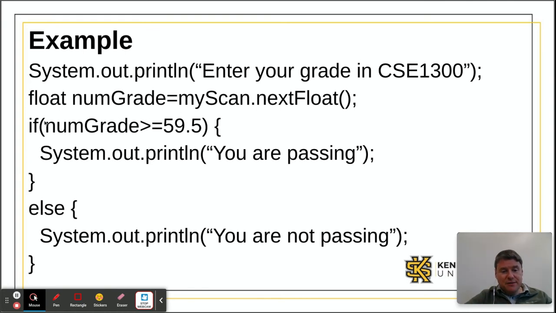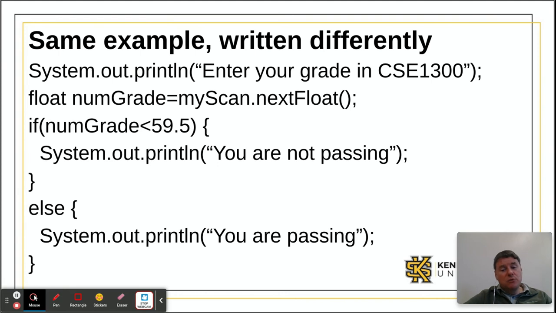In the first example, we're thinking about it positively. If the grade is greater than or equal to 59.5, you're passing. In the second one, we're thinking about it negatively. We're saying if the grade is less than 59.5, you are not passing. And please note this is less than, not less than or equal to, because 59.5 is a passing grade that would round up. So you can do this either way.